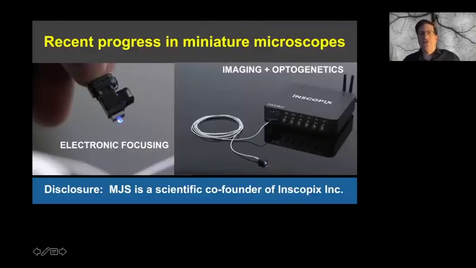Now, a recent version of this system allows us also to manipulate neural activity in the field of view. We can simultaneously perform what's called optogenetics and activate or inhibit populations of cells in the field of view at the same time we're imaging neuronal responses. And that's a powerful combination of approaches.